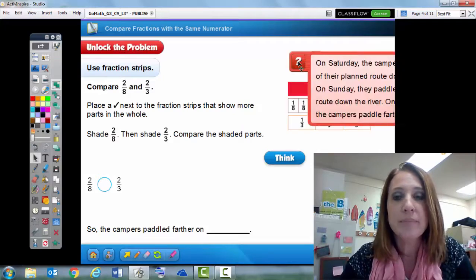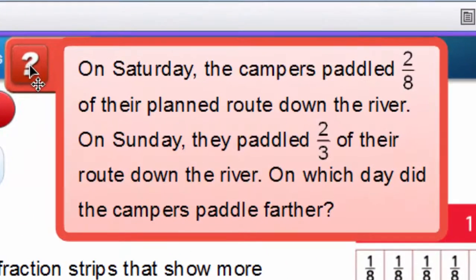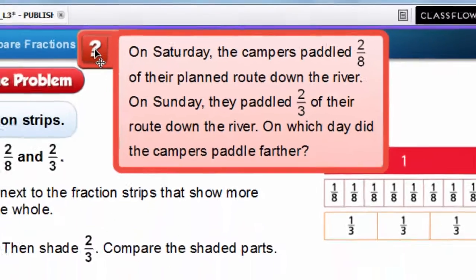Let's look at another problem. On Saturday, the campers paddled 2/8 of their planned route down the river. On Sunday, they paddled 2/3 of their route down the river. On which day did the campers paddle farther? So Saturday was 2/8, Sunday was 2/3.